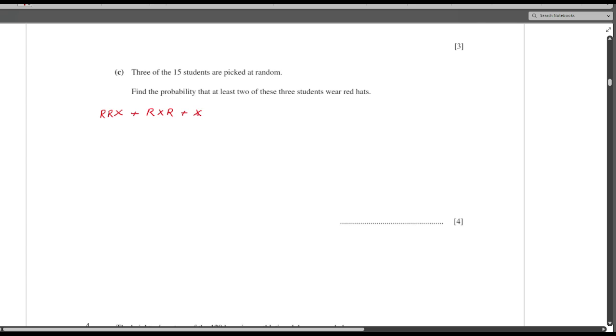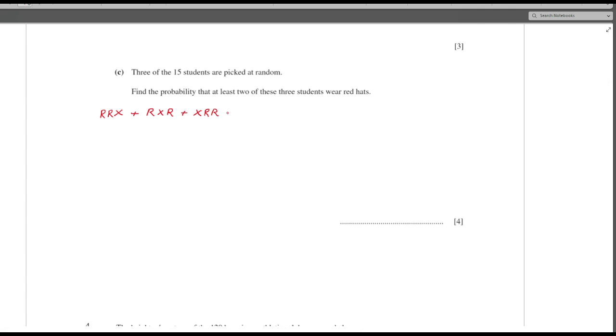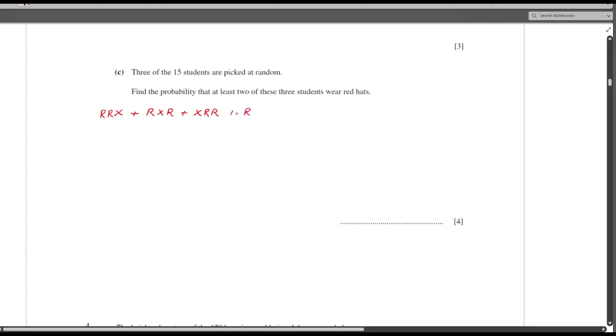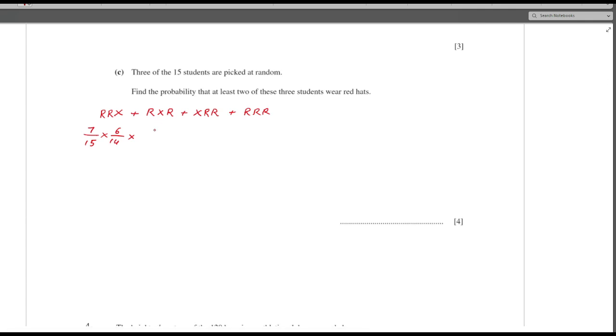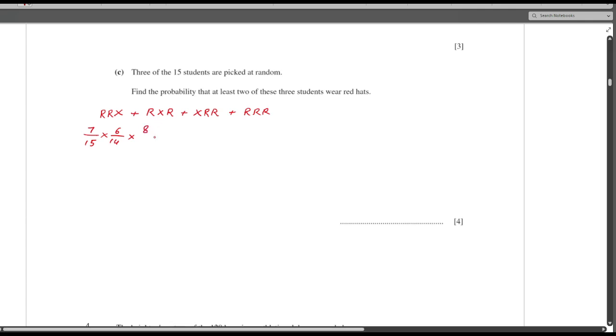Or I have the first wearing some other hat, the second wearing a red hat, and the third wearing a red hat. Or I can have all 3 students wear a red hat. So there are 7 red hats, so 7 divided by 15. Then it will be 6 divided by 14, and now 7 out of 15 are wearing a red hat, so the remaining are 8 who wear a green or white hat, so 8 divided by 13. Similar will be the result for this and for this.